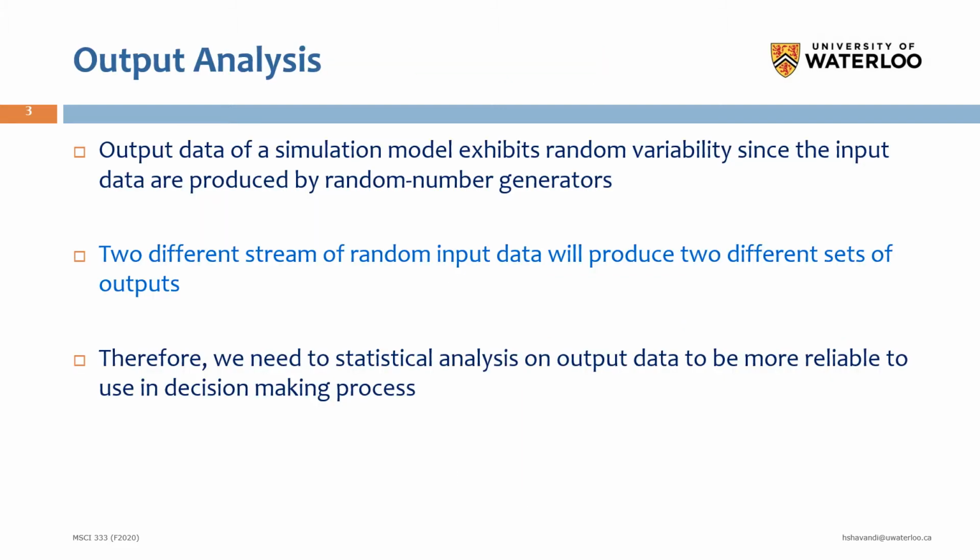As you know, in any simulation model, the input data, the input parameters are generated by the distributions that we have defined for them in our simulation model. So they are generated based on random numbers, right? And any time that we run the simulation model, we may have a different stream of random numbers. So because of that, the outputs would be different as well.